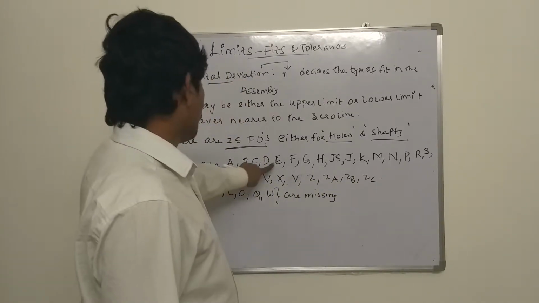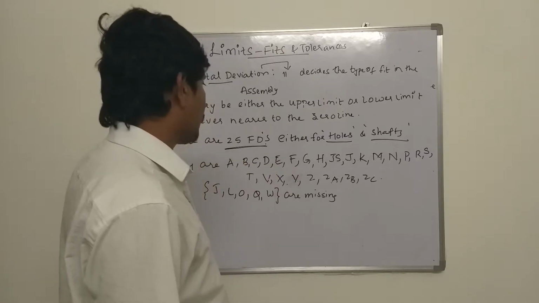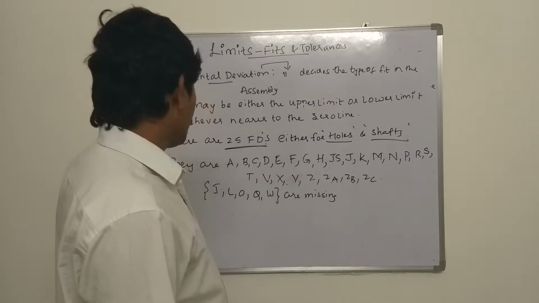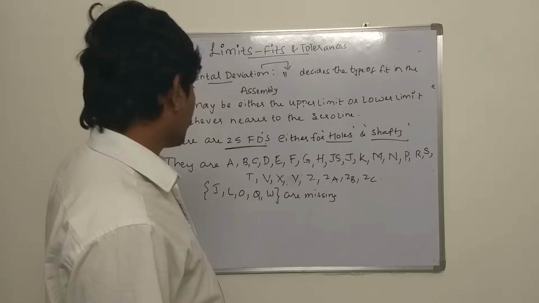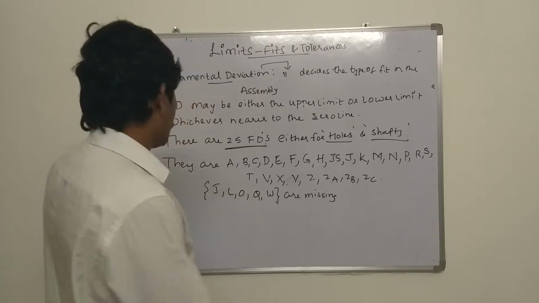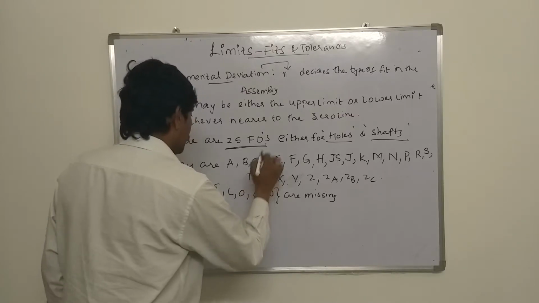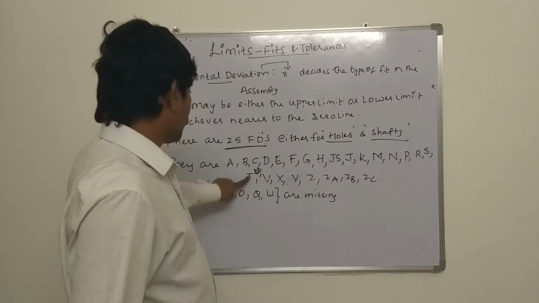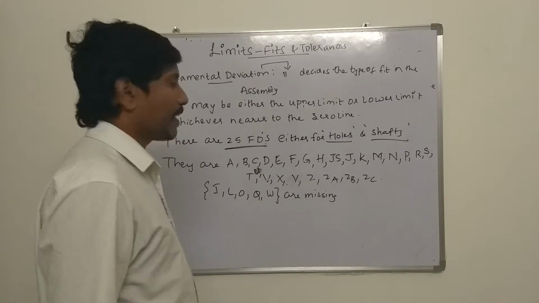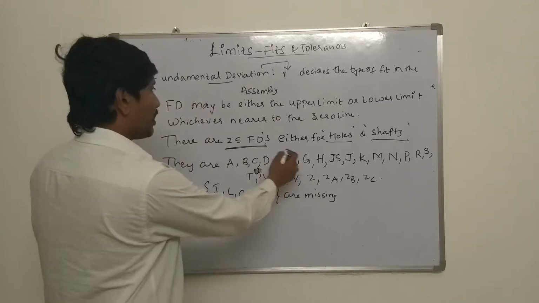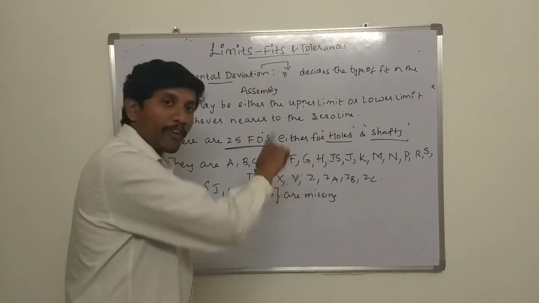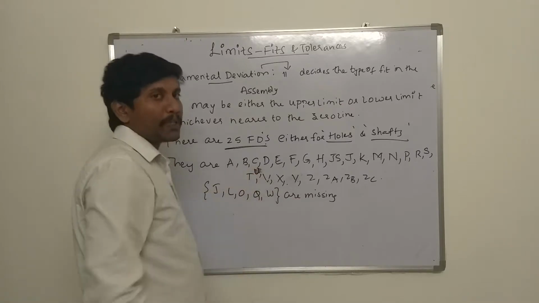A, B, C, D, E, F, G, H, J, S, J, K, M, N, P, Q, R, S, T, U. Capital U, V, X, Y, Z, ZA, ZB, ZC. So there are 25 fundamental deviations for holes, and fundamental deviations for holes are represented by capital letters.